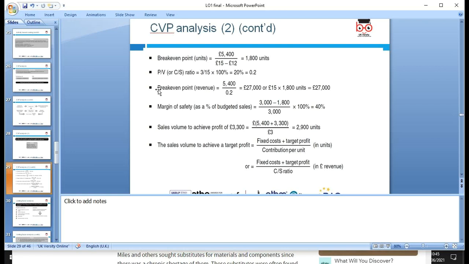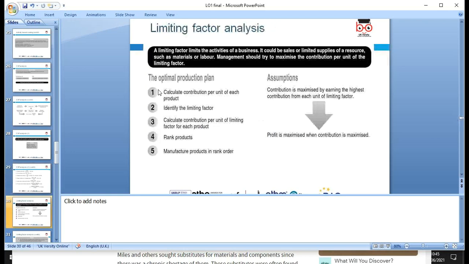Okay, so margin of safety means the difference between your budget and the break even. We can find it as a percentage and we can find it as a number. These are the things we can look at that will help us with cost reduction.